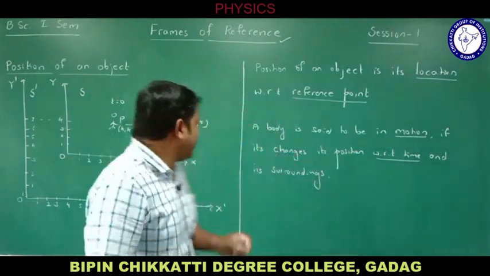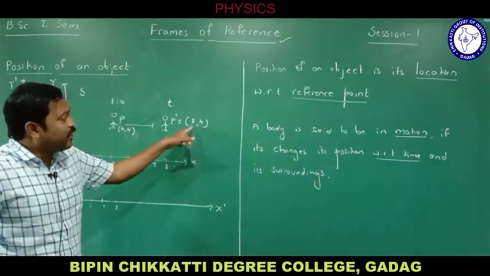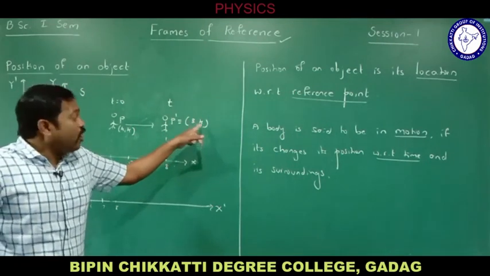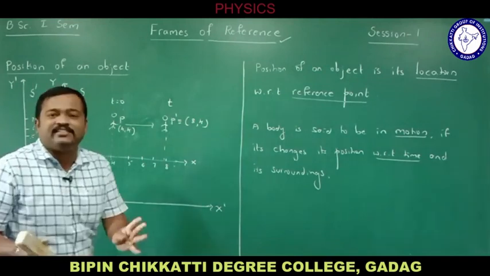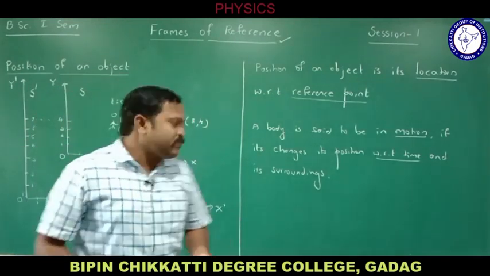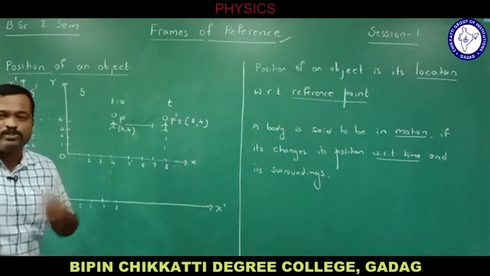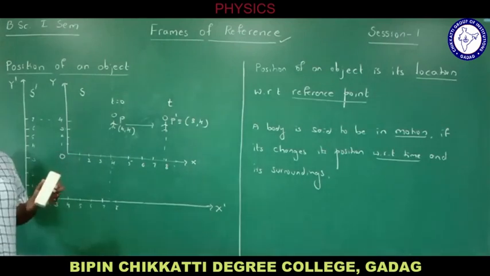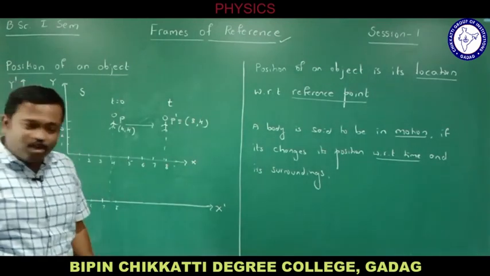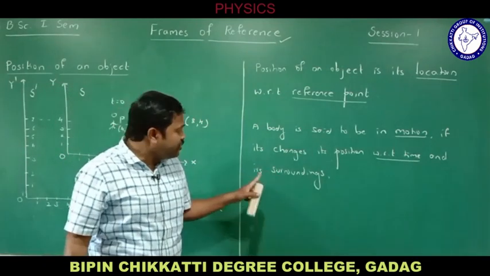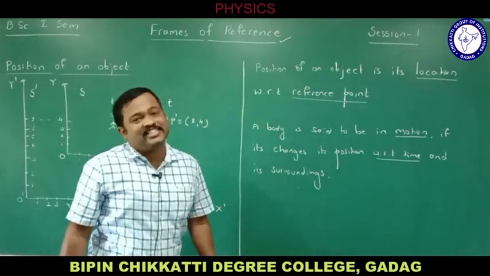Do remember this. These are called coordinate axes. There are axes x and y. For simplicity's sake, I took only the two axes. If the object is moving in space, I can consider this axis also, and that is the z axis. A body is said to be in motion if it changes its position with respect to time and its surroundings.